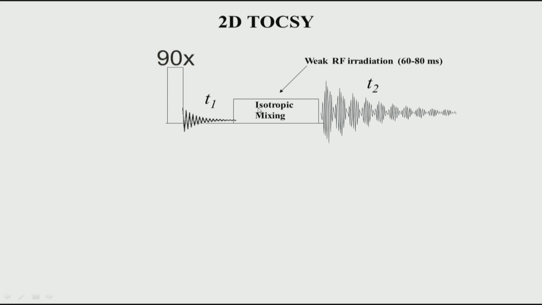Now, what is isotropic mixing? Isotropic mixing is nothing but weak RF irradiation applied continuously for 60 to about 80 milliseconds. It is not a pulse in the sense of a very short microsecond pulse, but rather a weak RF irradiation applied continuously for a duration of 60 to 80 milliseconds.